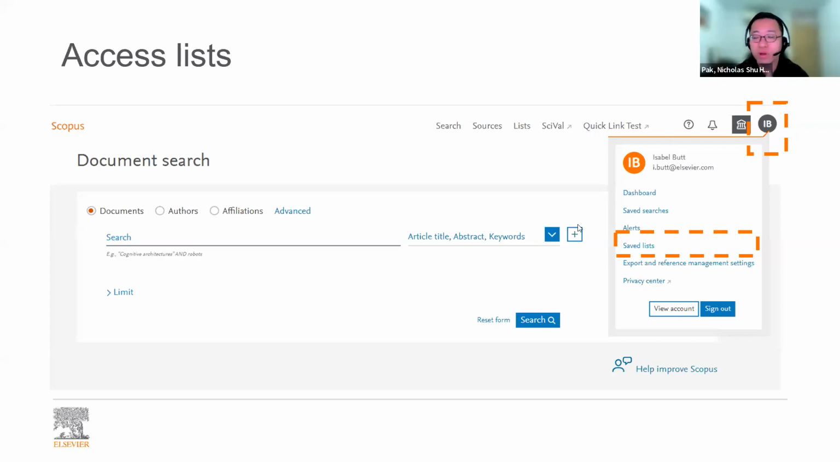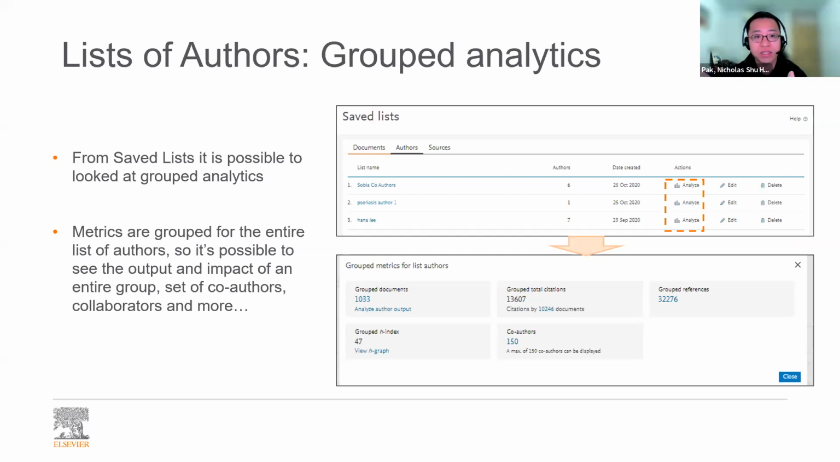And one of the beautiful things about having all this list together is that you can group them to do analytics if you would like to do so. It's possible to look at the group analytics. The metrics are grouped for the entire list of authors. So it's possible to see the output and the impact of an entire group, a set of co-authors, collaborators.